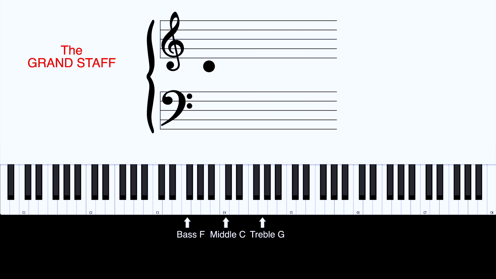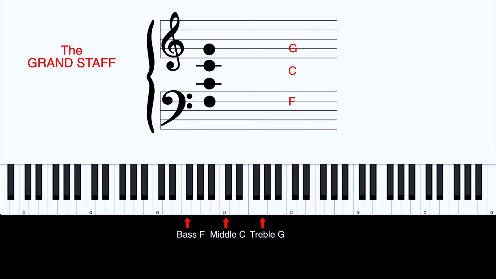Middle C has its own special line right in the center of the 2 staves. It can be written in the treble clef towards the bottom or the bass clef towards the top. Both notes represent the one note on the piano that is middle C. Now we know where bass F, middle C, and treble G are on the piano and on the grand staff.